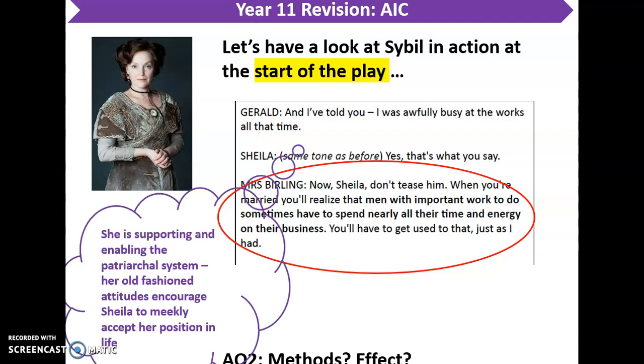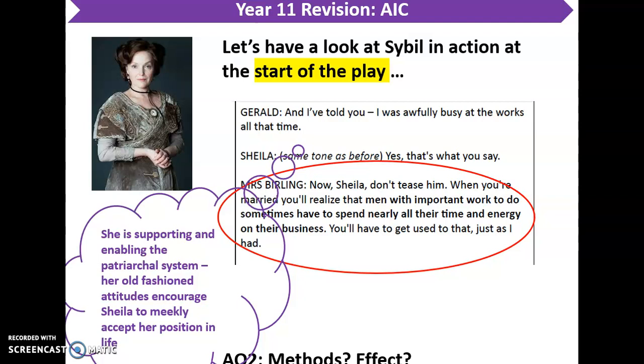So we see here that she is supporting and enabling this patriarchal system. In 1912, it was a male-dominated society. Men were very much in control. Men were allowed to go out into the workplace and have careers and jobs, and women were expected to stay at home, look after the children, run the house. And it's all part of this patriarchal system that kept women in their place, refused to give them the vote, kept them in the home.